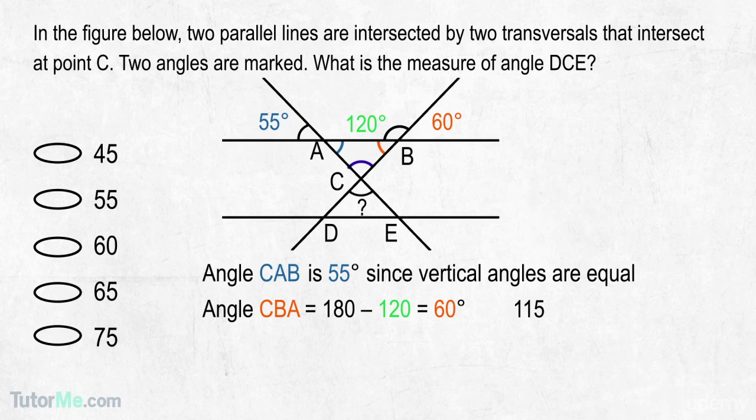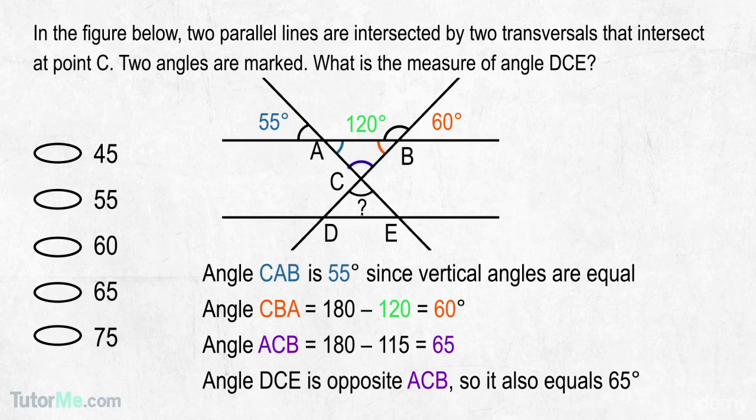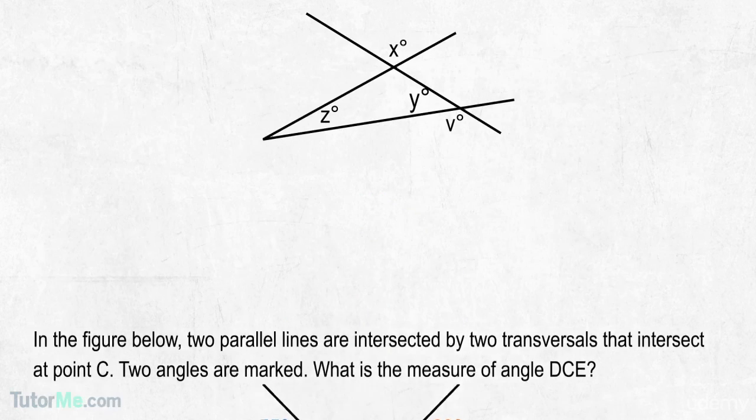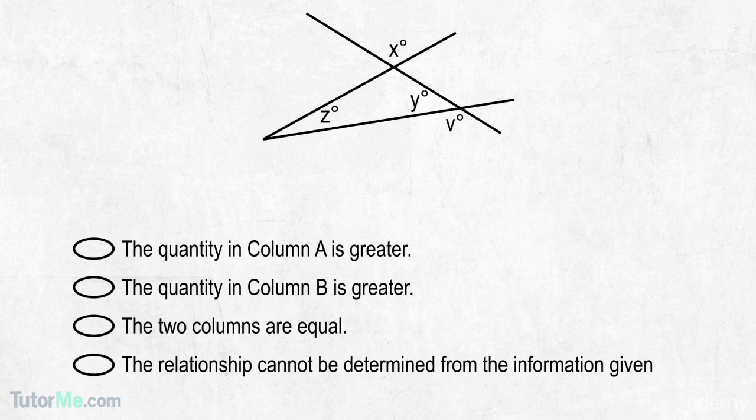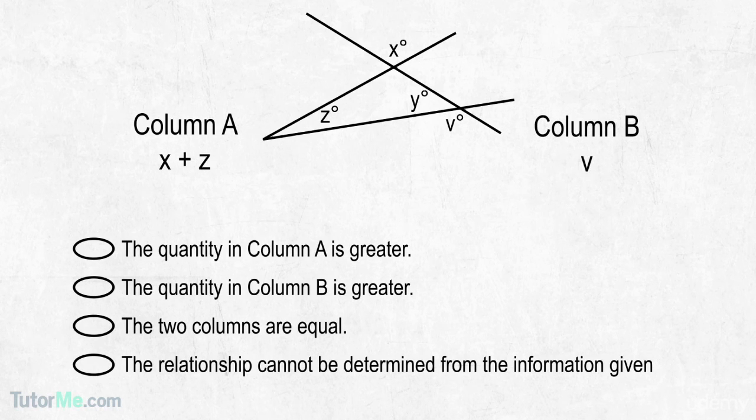We know that the measure of angle ACB is 180 minus 115, because there are 180 degrees in a triangle. 180 minus 115 is 65. And that gives us the measure for angle DCE as well, as we know that opposite angles are congruent. So there's our answer: 65 degrees. Let's look at one more practice problem from the GRE. With the given figure, what is the relationship between column A and column B?